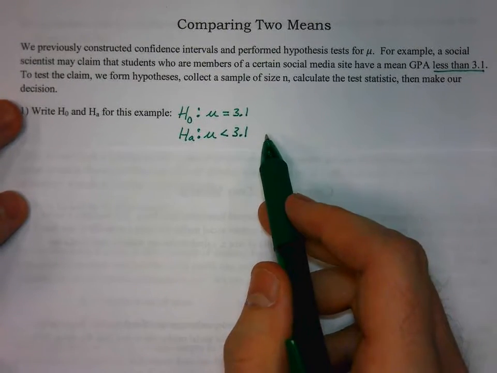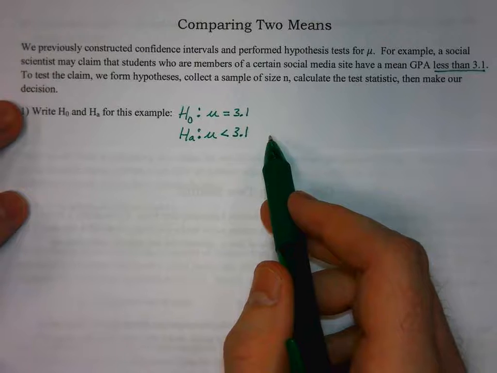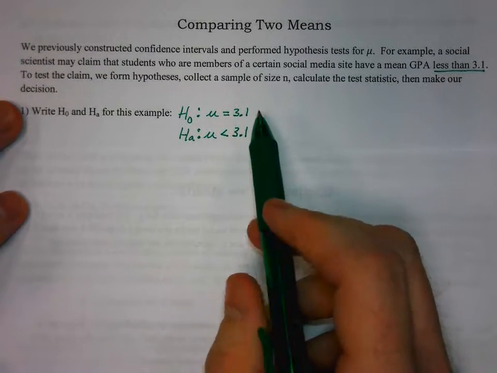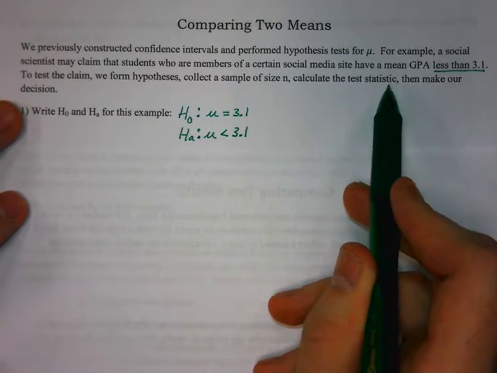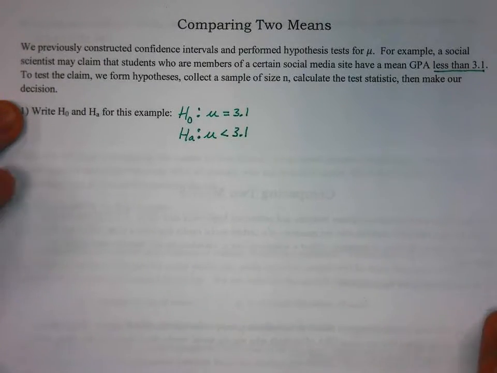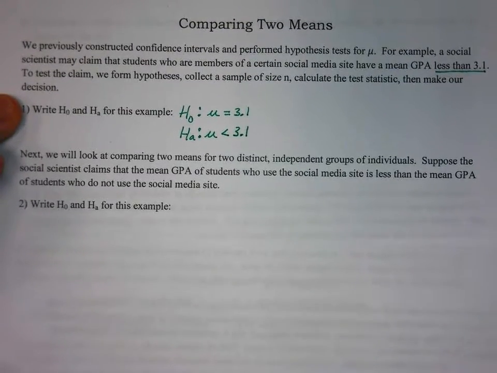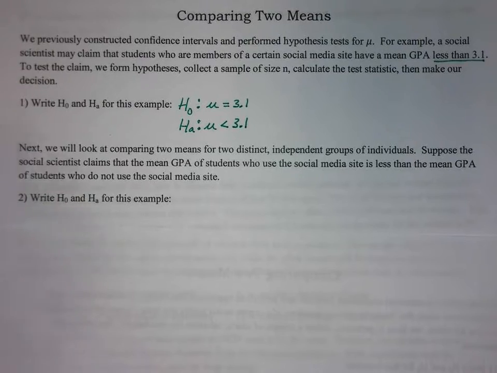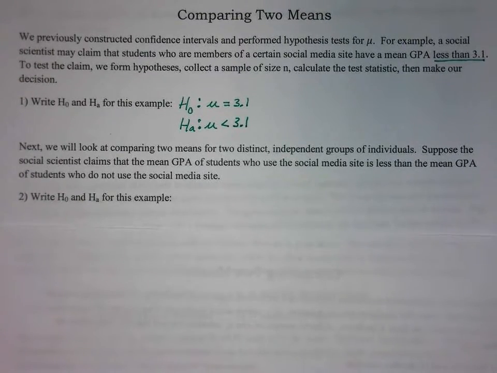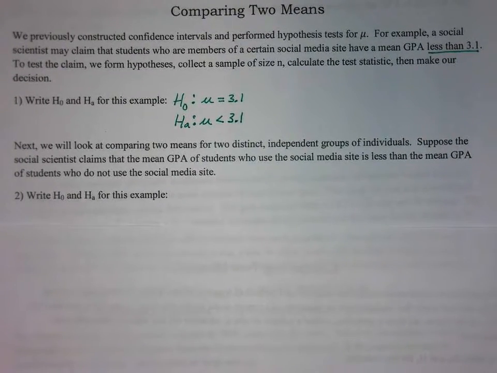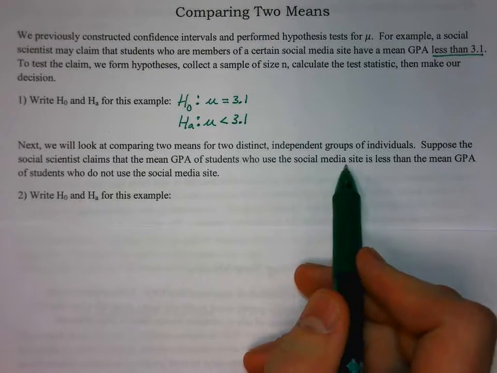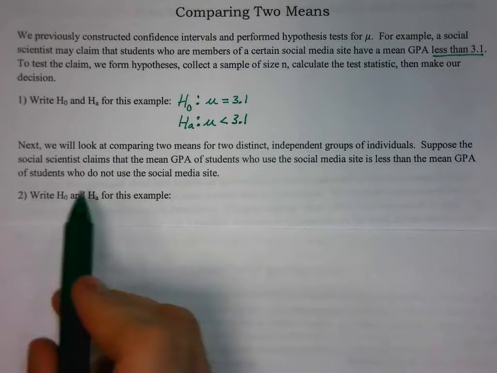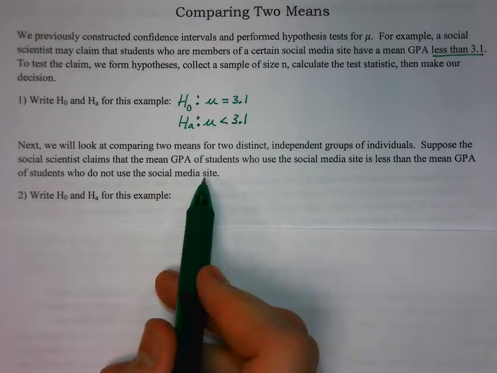Okay, and then what we would do is either form our confidence interval or conduct our hypothesis test by collecting our sample of size n, calculating the test statistic, and then making the decision. What we're going to look at now is comparing two means for two distinct independent groups of individuals. So suppose the social scientist claims that the mean GPA of students who use the social media site is less than the mean GPA of students who do not use the social media site.